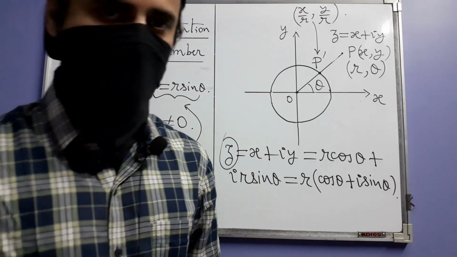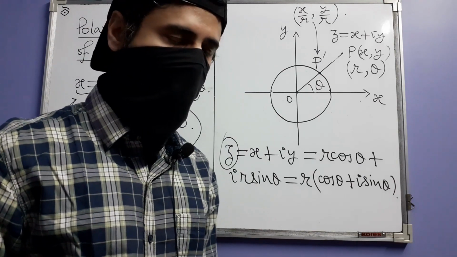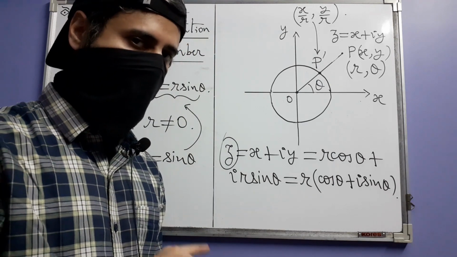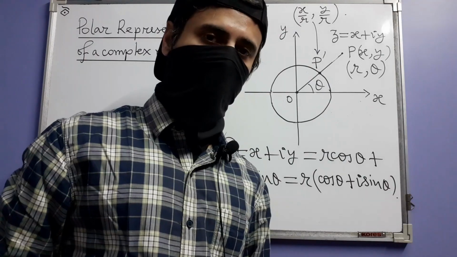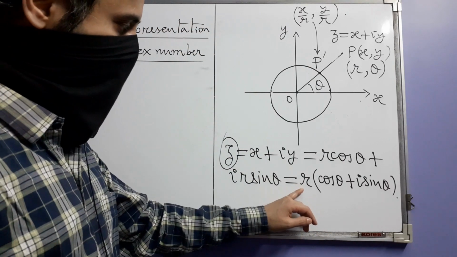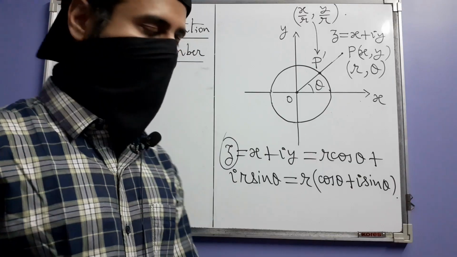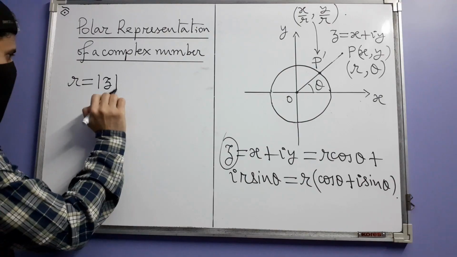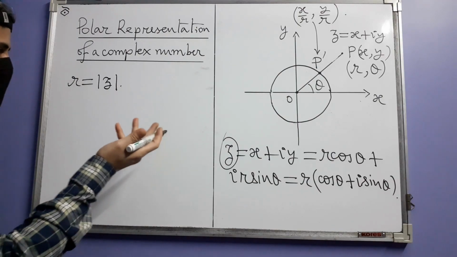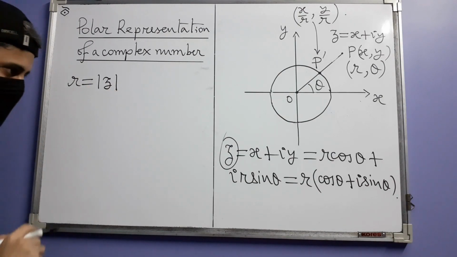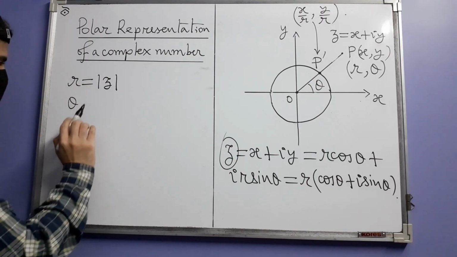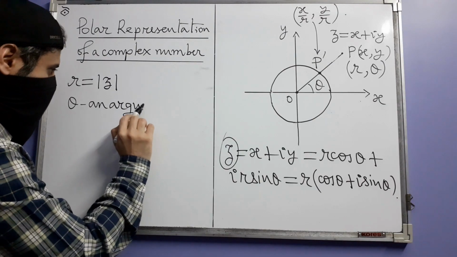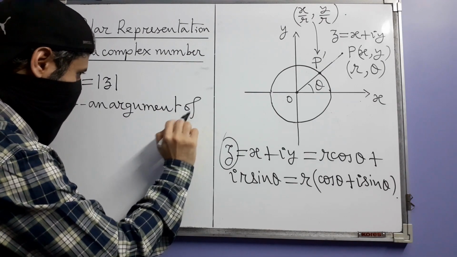Now there are some things associated with the polar representation of a complex number, one of which we already know, the other one we are going to see now. The polar representation of a complex number has, of course, r and theta. r is just this, which you know as the modulus or absolute value of the complex number z. Theta, however, has a name also. It's called an argument of z.